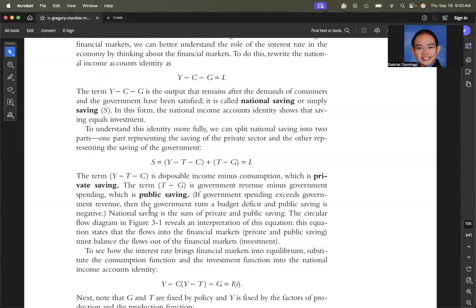On the other hand, T minus G is going to be called public saving. If this is positive, then you are running a surplus, and the government is not spending as much as it's earning in tax revenue. Therefore, there is public saving. So national saving S, total saving S, will be the sum of private saving and public saving, which will then, of course, be equal to the level of investment.